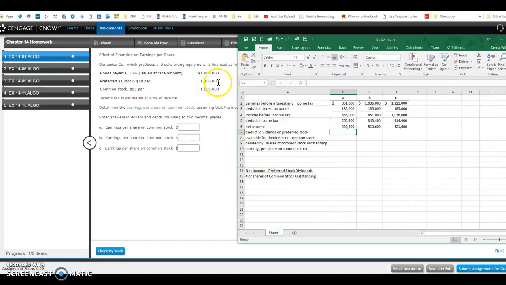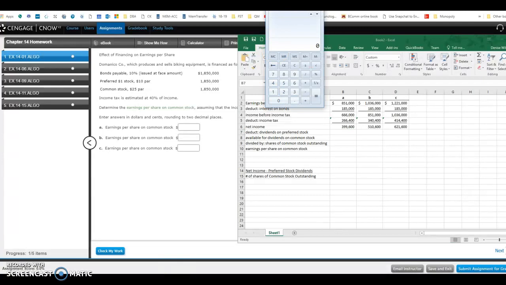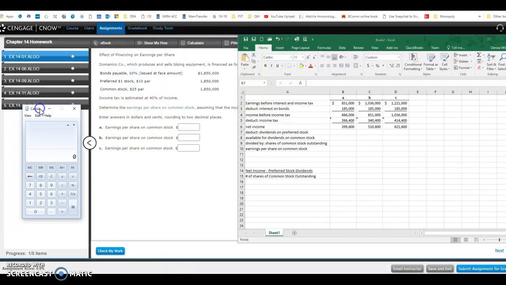We have preferred stock in the value of $1,850,000, and it has a $10 par. So to get the number of shares, I am going to go ahead and bring a calculator up for this. We can take the 1,850,000, divide it by a $10 par, and we can see we have 185,000 shares.